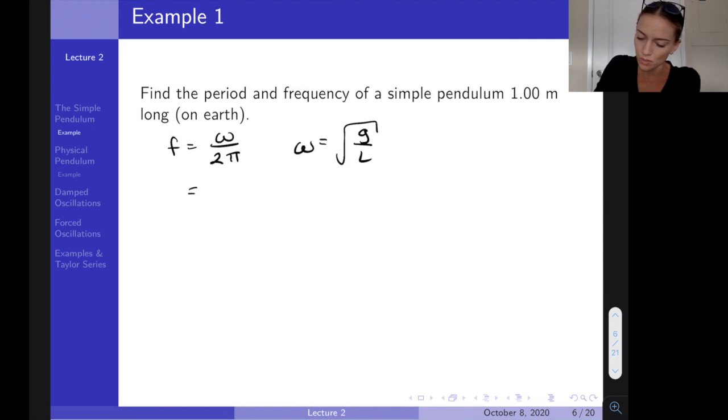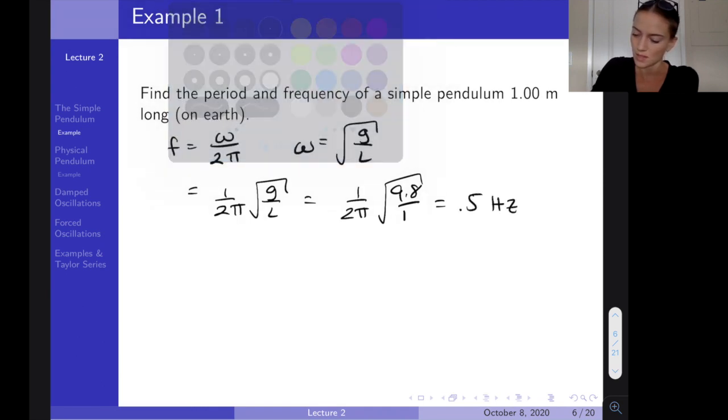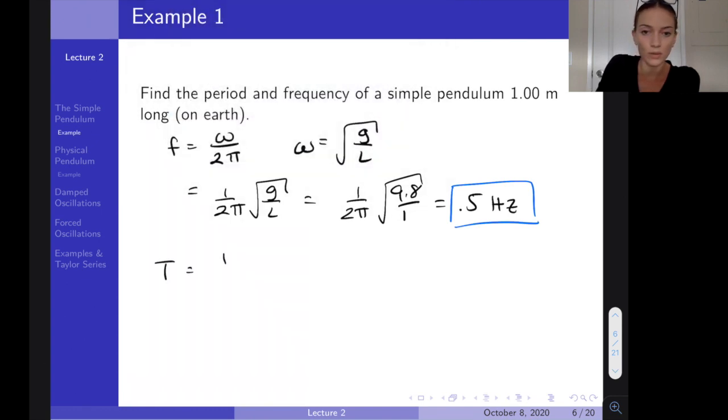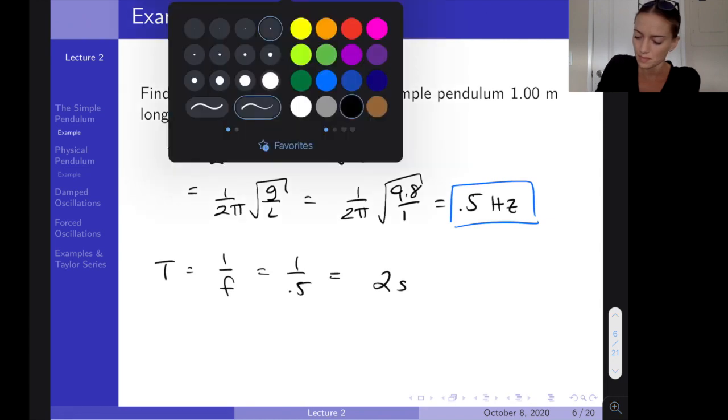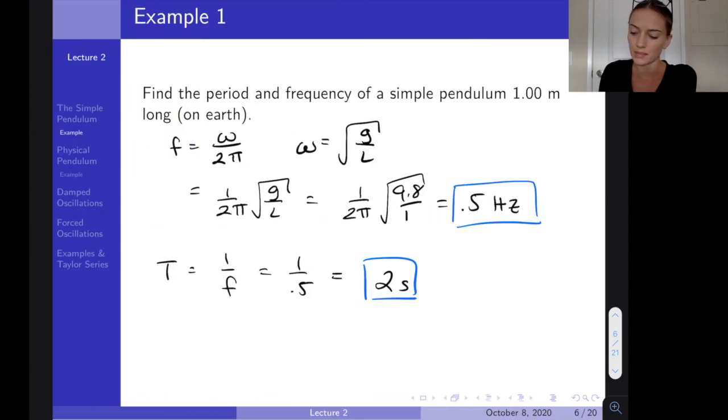So we can just do 1 over 2 pi times the square root of g over L, and then plug in 9.8, and then 1 meter for the length, and we get 0.5 hertz. So that's the frequency, and then the period is just 1 over the frequency. So we have 1 over 0.5, and that will give us 2 seconds. And that's it. So now let's go on to something a little bit more realistic.